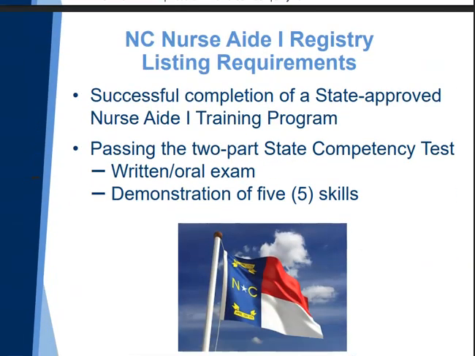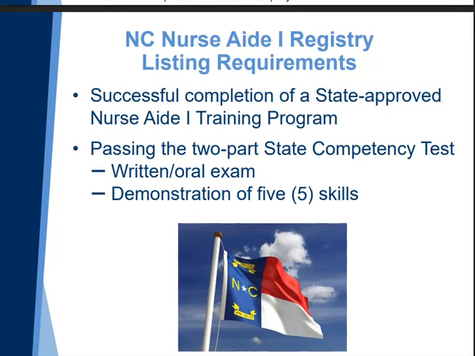Okay, so people always want to know, how do I get my initial listing on the registry? Well, step 1 is what you're doing right now, taking a state-approved Nurse Aide 1 training program. And then the second part is passing the 2-part state competency exam. The first part is a written/oral exam. Really, it's on computer. And it is comprised of 70 questions, kind of like a final exam here in class. And from what I've heard, this particular test at the state level is easier than the final exam you'll take here in this class.